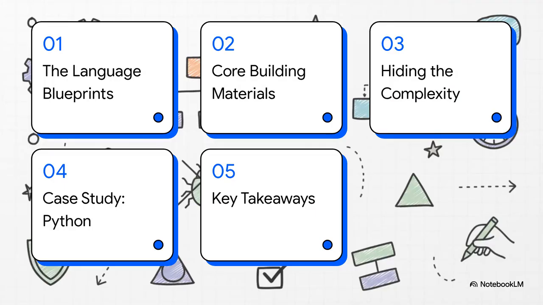So here's our game plan. First, we're going to look at the blueprints, the basic rules of any language. Then we'll check out the core building materials. After that, we'll see how designers use some clever tricks to hide complexity before we walk through a real-world example, Python, to see it all in action. And finally, we'll wrap up with the key takeaways for your own mental toolkit.